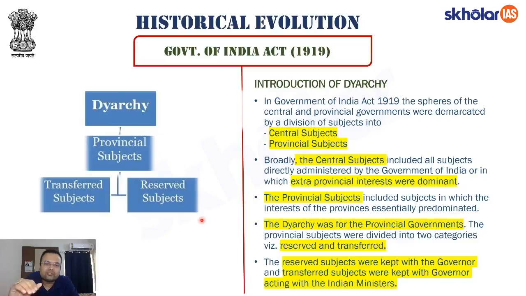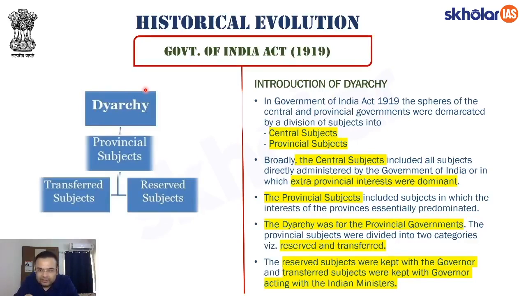The idea is that more power is now being given to provincial subjects, more so in those areas which pertain to issues of that province, right? Now we come to provincial government. In provincial government, there are provincial subjects. Even these provincial subjects were then divided into two categories. This division of provincial subjects into two categories, that is transferred subject and reserved subject, is what we call diarchy. What exactly is the logic behind it?